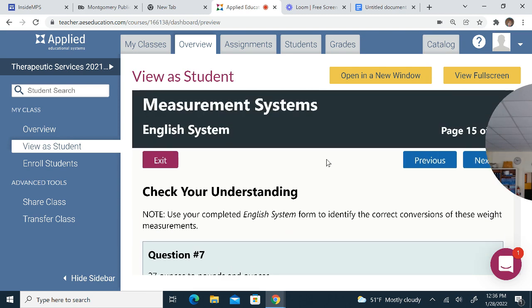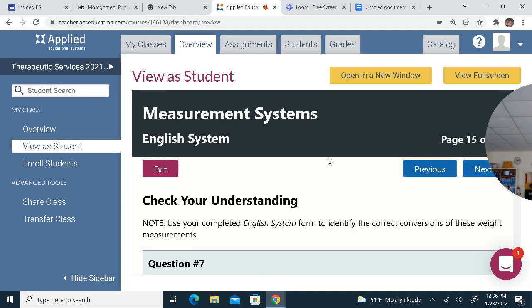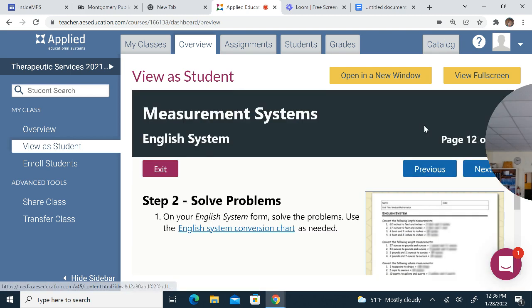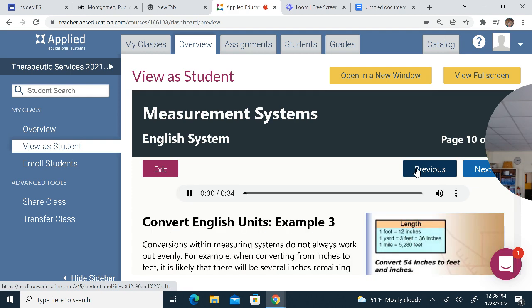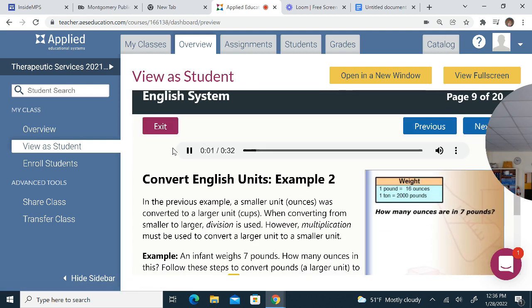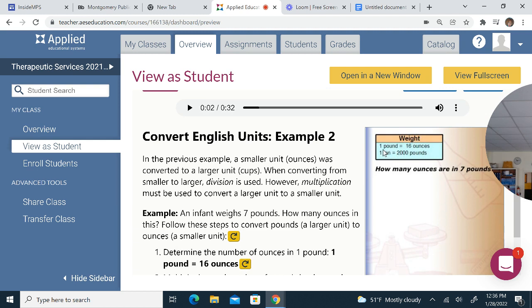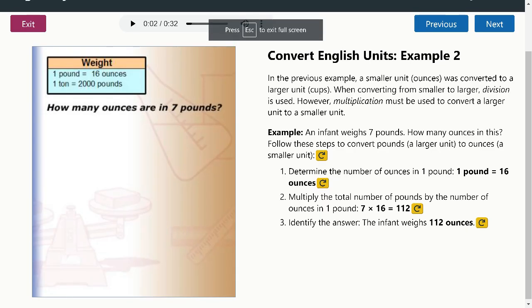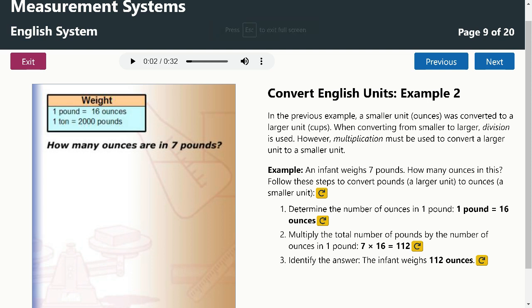Did y'all write down the pounds and ounces conversion? Example 2. You need to know 1 pound is 16 ounces. So just write both of them down: 1 pound is 16 ounces, and 1 ton is 2,000 pounds. I don't know if they ask y'all for that.